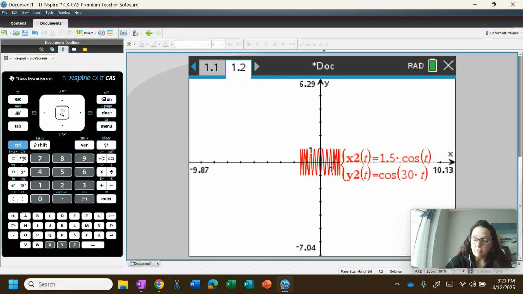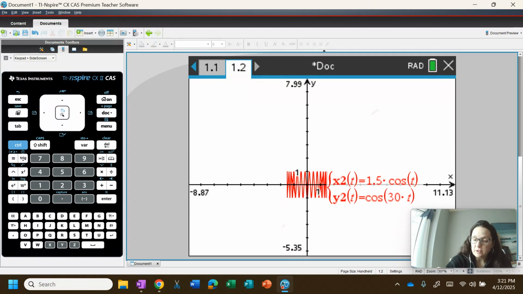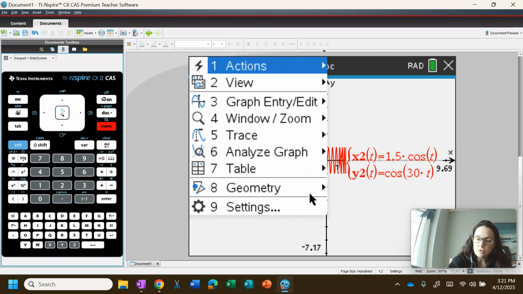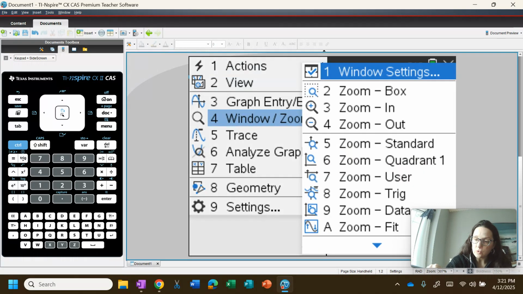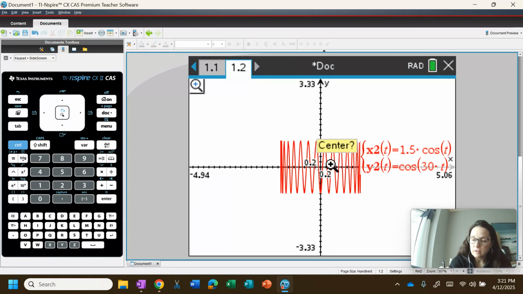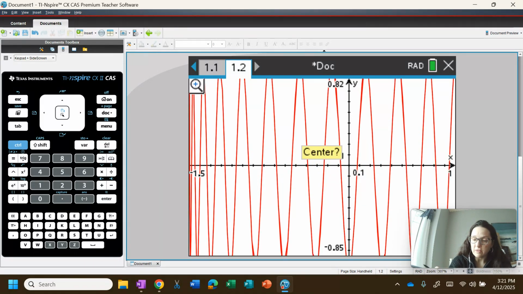Well, that one's a little bit crazy. If I zoom in a bit here, menu, window, zoom in, you get that thing, which is just kind of crazy and not nearly as cool as the last one.